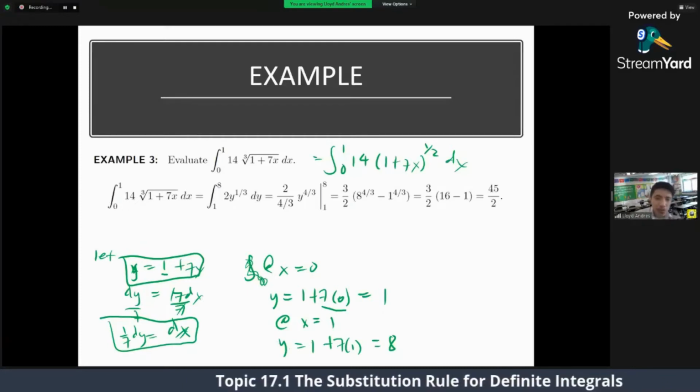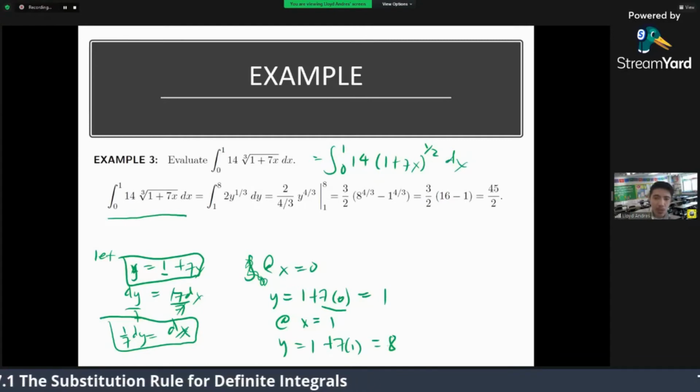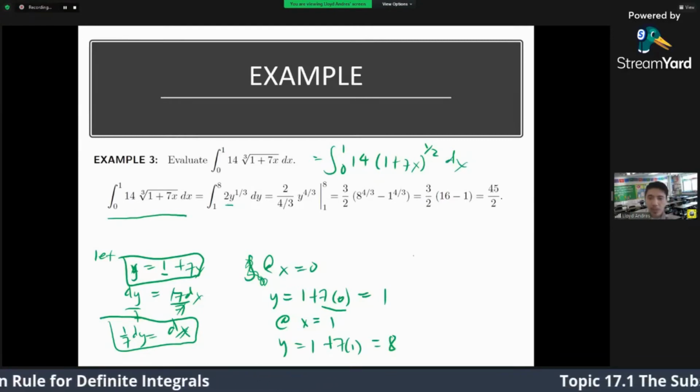So from here, it became 2y raised to 3, 1/3 by the way.